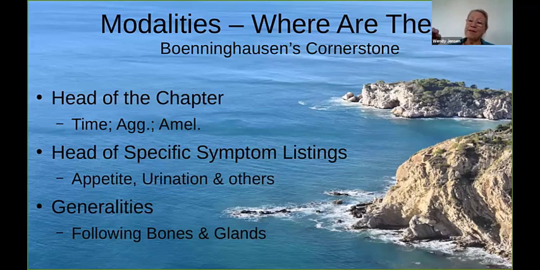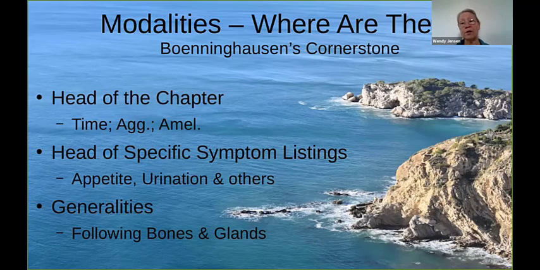And then within the chapter, you can have a big section. Like, for example, I wrote down appetite, urination. Those are sections within other chapters. You can even have modalities for those specific things. Another section, say within nose, is coryza, the running nose, the stuffiness. You can have modalities for that specific symptom. So that's within the chapter. Just look at the head of each section for more modalities that are even more specific to that particular symptom.